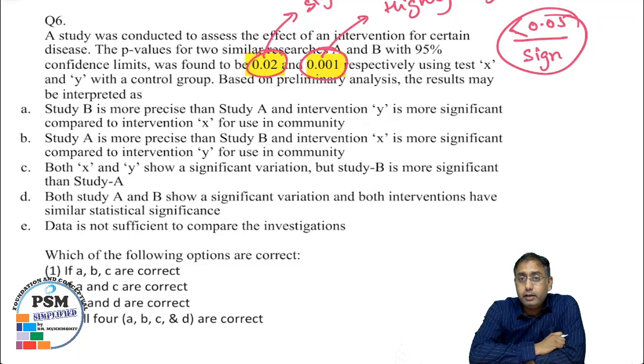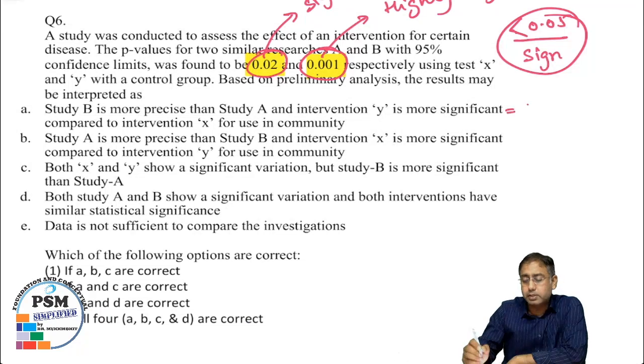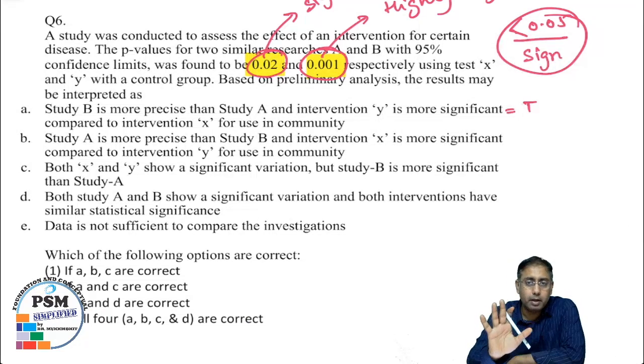Study B, I'll read it very slowly. Study B is more precise than study A. Is it true? I think so, yes. The intervention Y is more significant compared to the intervention X. Is it true? I think yes. So I would like to mark this as true. So just hold. I'm pretty okay that option A is true.